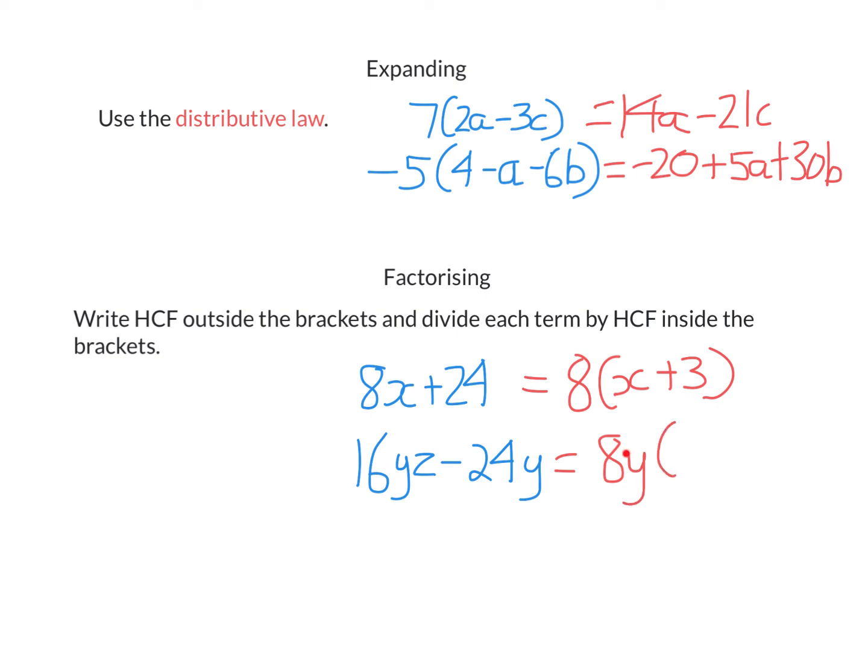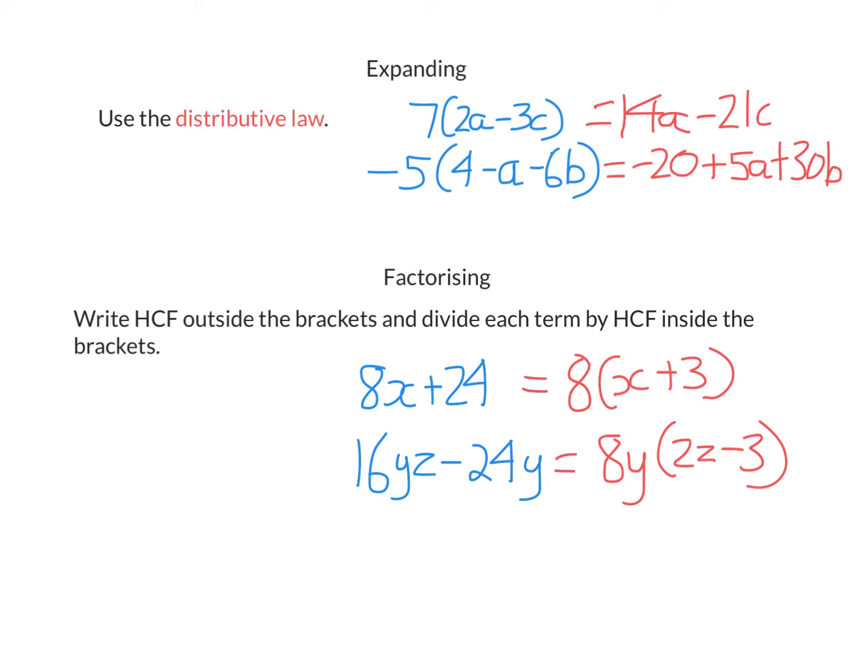So now we say, what do I times by 8y to get 16yz? Well, you need to times by 2 to get to 16 and a z to get the z. What do you times by 8y to get negative 24y? Well, you need to times by negative 3. Once again, if you expand this, you get what we started with. So note, inside the brackets, there should be no common factors between the terms.